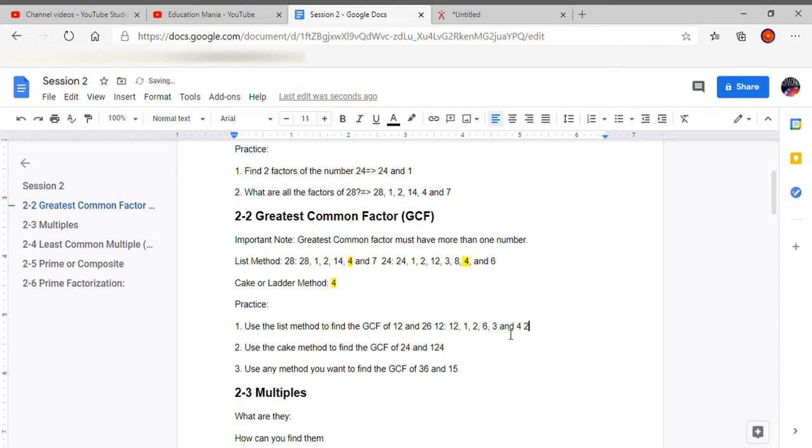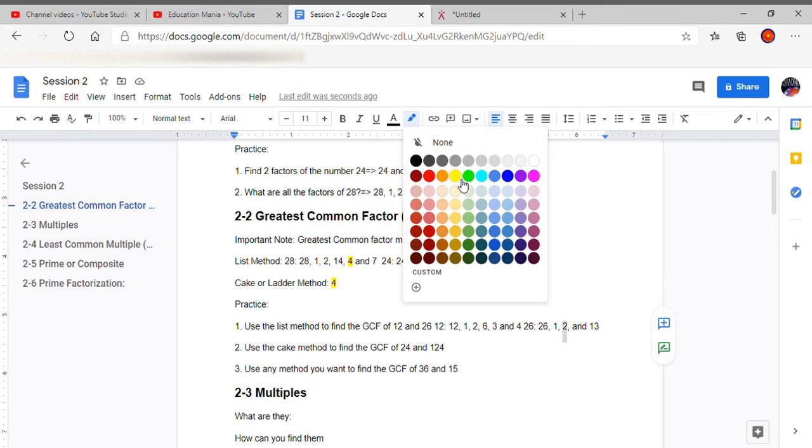Now, let's go to 26. Let's start with 26 and 1. Then we can go to 2. Yes, 2 works. 2 and 13. And then I'm not going to do the rest, but after you go through every single one of them, you will figure out that 26 is not divisible by any more numbers. So now you can look. You see that they only have 1 and 2 in common, and 2 is the greatest one. So our answer is 2.